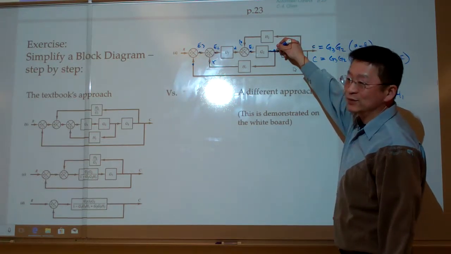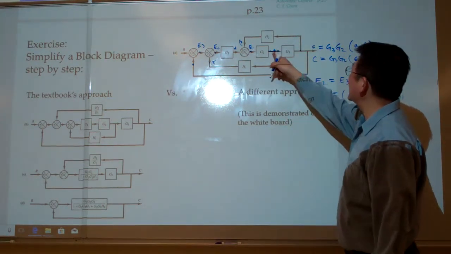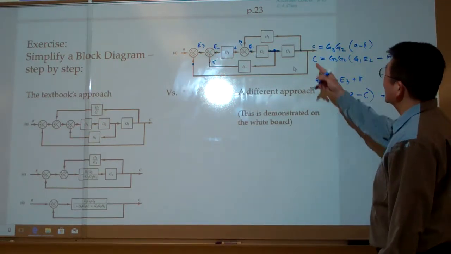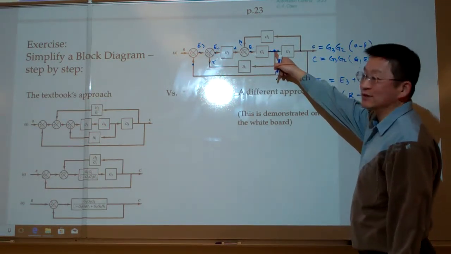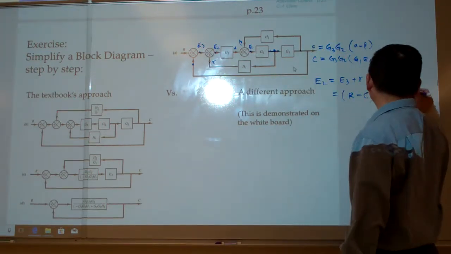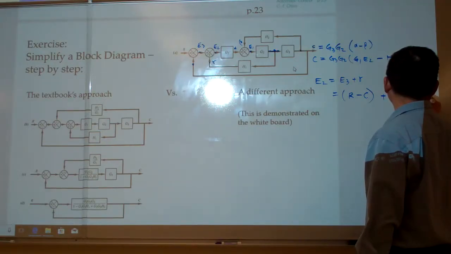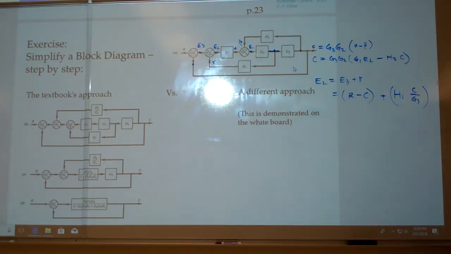I didn't put a symbol here. So what is this one? This signal is C equals G3 times the signal, so this signal equals C divided by G3. How about this? Any mistake here? Shouldn't have. Okay, so now we do it.